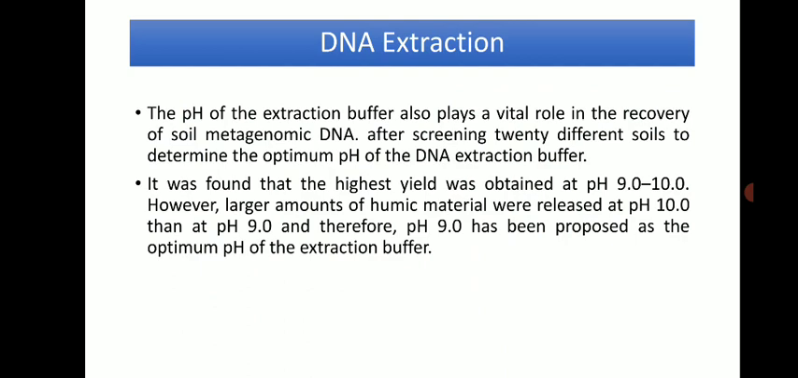After screening 20 different soil samples to determine at which pH the maximum DNA gets extracted from the buffer, it was found that the highest yield was obtained between pH 9 to 10, somewhat near alkaline value, and a larger amount of humic acid material was released at pH 10. Therefore, the ideal pH range for carrying out the extraction process is 9 to 10.